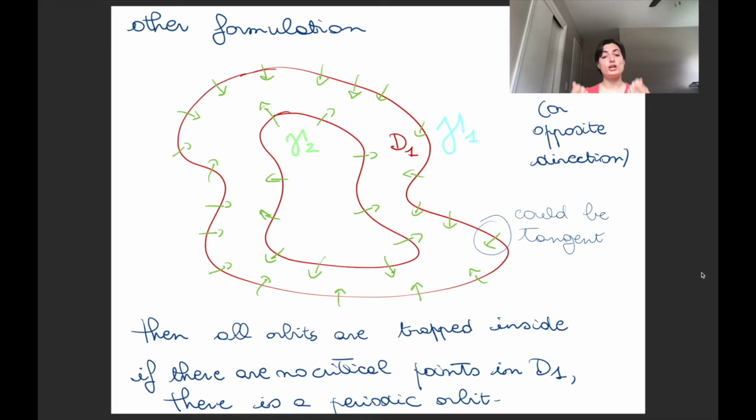The only difference between the two situations is the stability. If everything is moving towards D1, then the periodic orbit inside must be stable. If everything moves away from D1, then the periodic orbit inside it must be unstable.